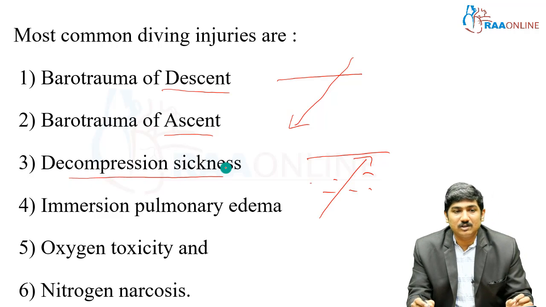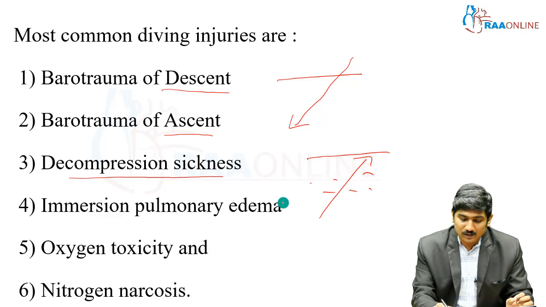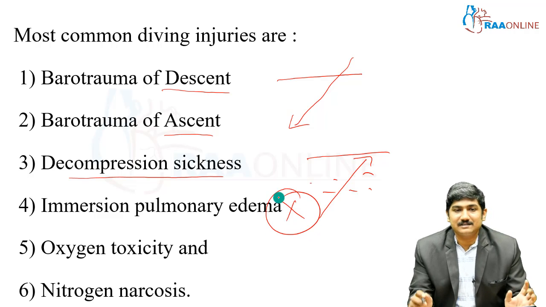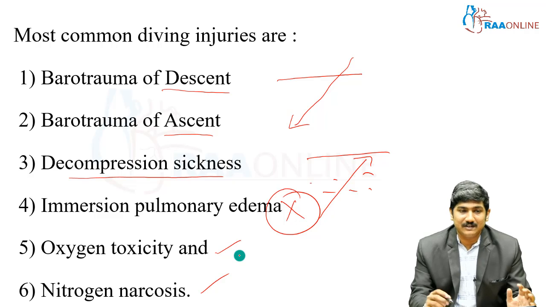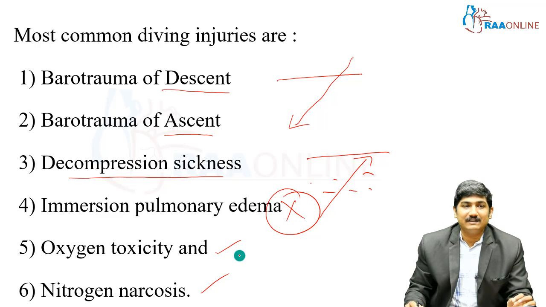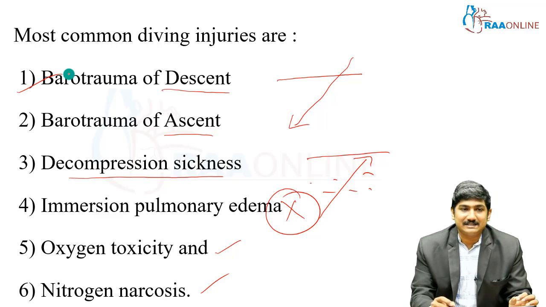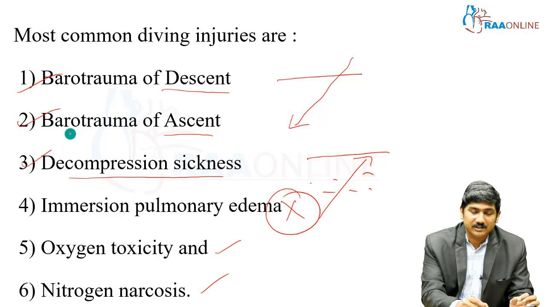Next is immersion pulmonary edema. We are not going to look much at this. It needs to be handled like regular pulmonary edema: some NIV, some oxygen support, conservative management is more than enough. Then we'll have just one word about oxygen toxicity and nitrogen narcosis. But very important are barotrauma of descent, barotrauma of ascent, and decompression sickness.